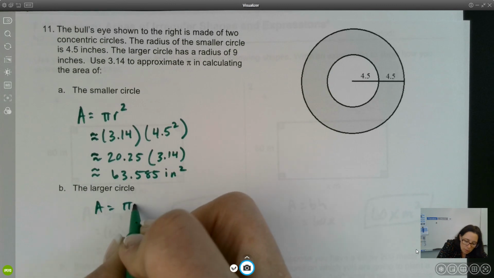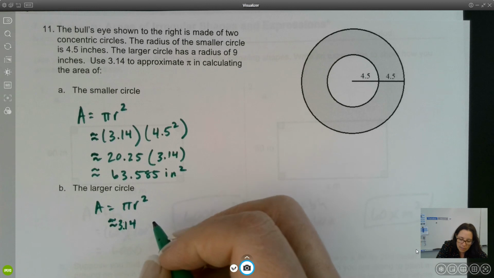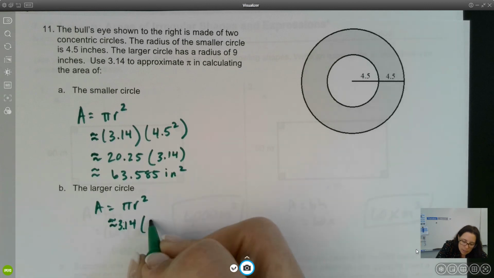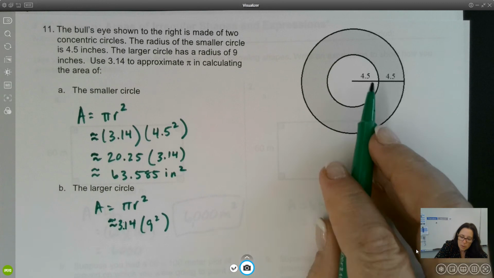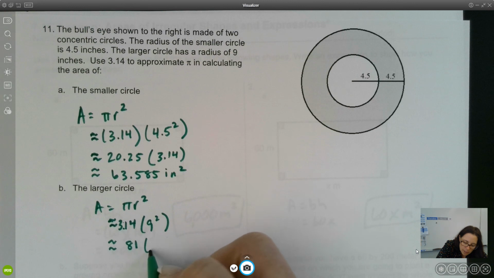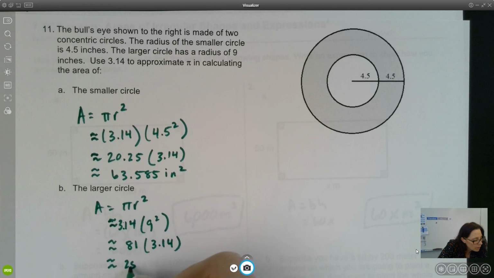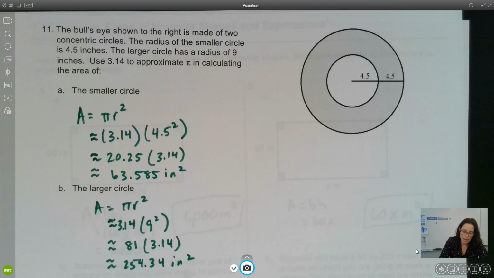Now let's do the area of the larger circle. We still have the same formula, but this time our radius, let me put 3.14 in here, squiggly lines, approximating already. Our larger radius is 9 squared. Remember the whole thing added together. So this is going to be 81 times 3.14, and that came out to be 254.34 inches squared.